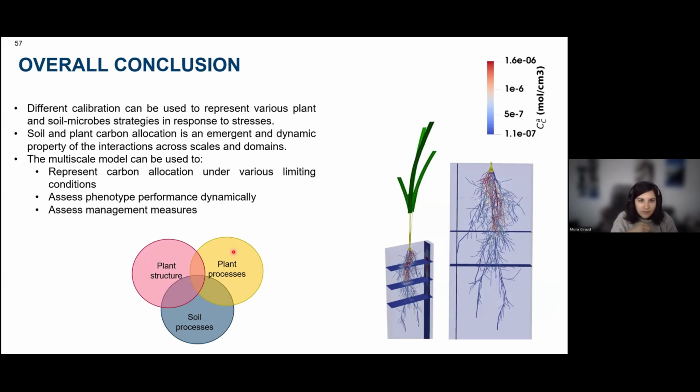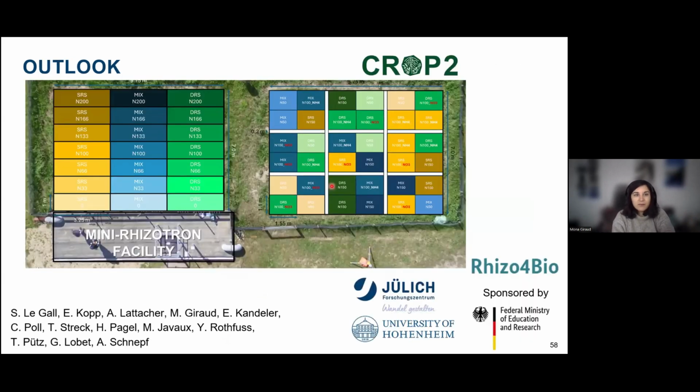And so this model that I showed includes a lot of different processes, but we aim to make it flexible enough so that potential users can decide if they want to only look at plant structure or also include specific processes of the plant and also of the soil. And they can use it to look at the carbon allocation under various and different limiting conditions that interact, and also to look at phenotype performance and management measures. And so right now I discussed more trends in the model output than really precise numerical results.